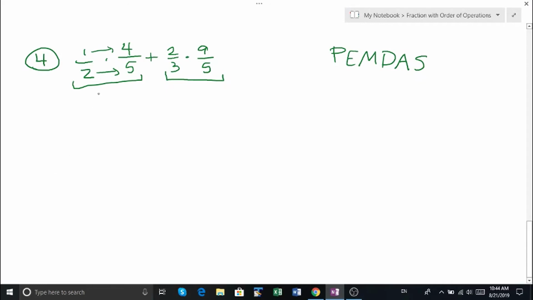Okay, so 1 times 4 is 4. 2 times 5 is 10. And then for this second multiplication problem here, 2 times 9 is 18. 3 times 5 is 15. All right, so in order to add these, we have to have a common denominator.